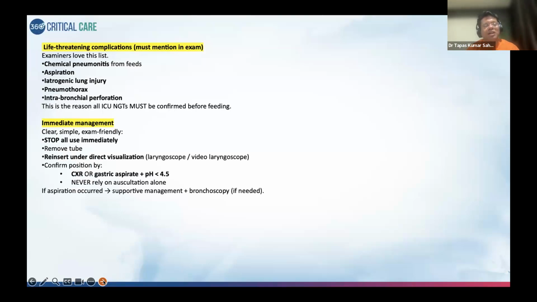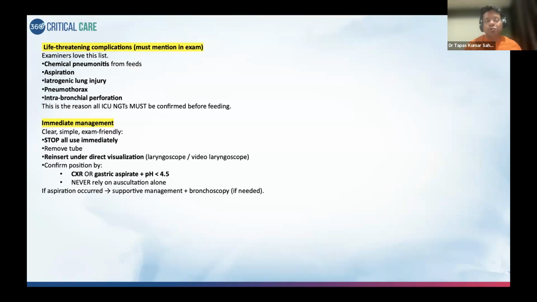Now, immediate management, clear, simple, exam friendly. If you have already put it in, what will be your next step? The examiner sometimes likes to ask you that yes, the blunder has been done by you. Now stop all use immediately. Remove the tube. Reinsert under direct visualization like laryngoscope or video laryngoscope. Confirm position. How will you confirm? By doing one chest X-ray, or if the tube is already there but you want to confirm again without taking it out. Sometimes the examiner would also ask, look doctor, this is the X-ray you have put after so many attempts.